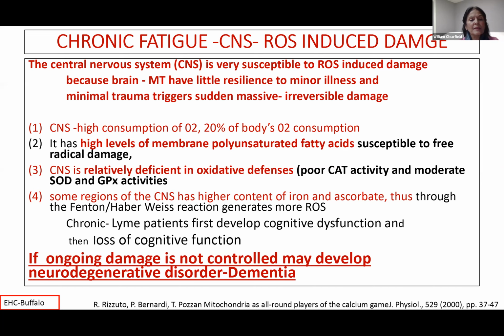Some regions of the central nervous system have a higher content of iron and ascorbate. Thus, through the Fenton-Haber-Weiss reaction, it generates more reactive oxygen species. So chronic Lyme patients first develop cognitive dysfunction and then progressive loss of cognitive function. If ongoing damage is not controlled, they may develop a neurodegenerative disorder and dementia.